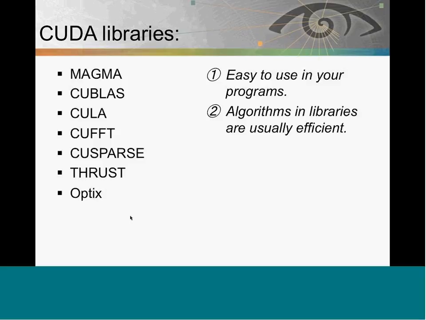Okay, so here are a few CUDA libraries like cuBLAS, cuFFT, and Thrust, which is a C++ template library. The algorithms in this library are highly optimized for CUDA, so you don't need to worry about performance. It's not going to be slow in this library because they have put a lot of effort into optimizing it.